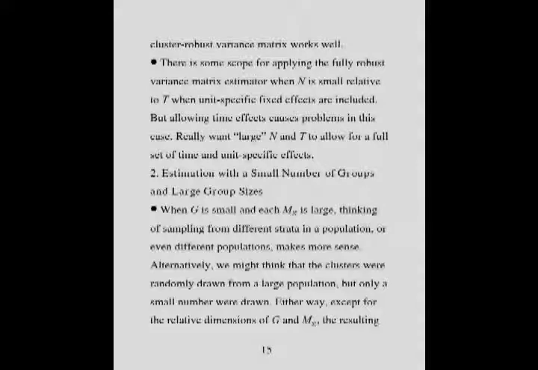Okay, so what happens if we have a small number of groups and large group sizes, and we're interested in doing inference on the covariates that change only at the group level? Because as I said, if we're interested in doing inference on the covariates that vary within group, then the easiest thing to do is just to estimate the group effects and go from there.